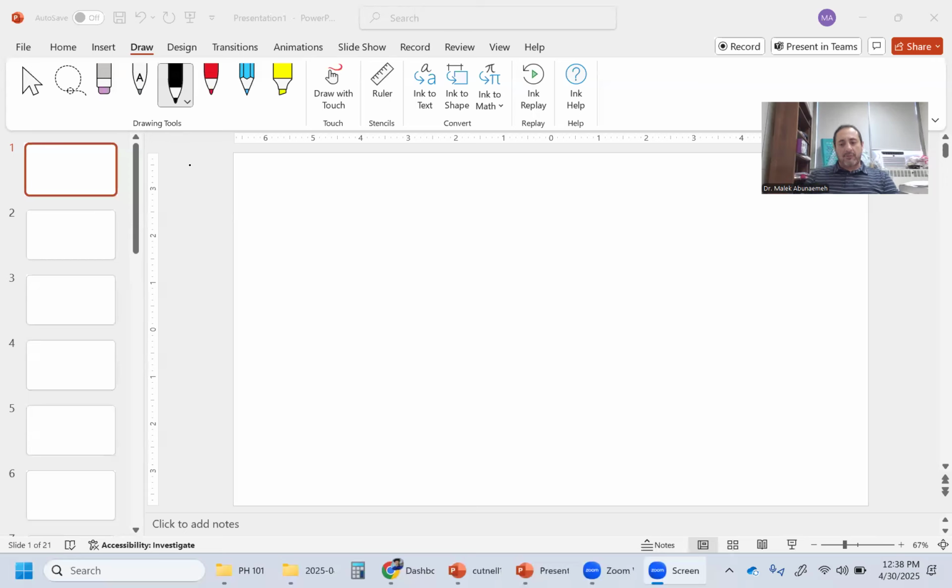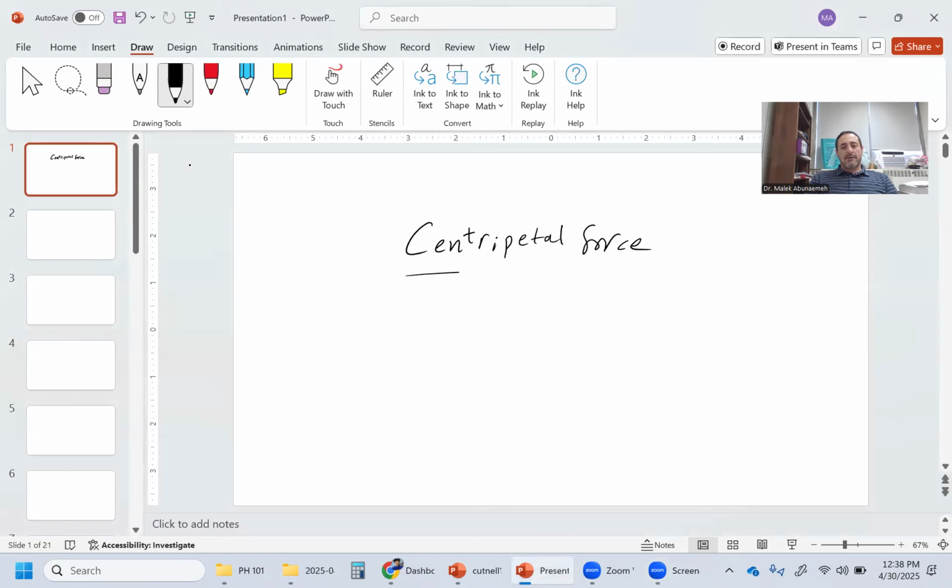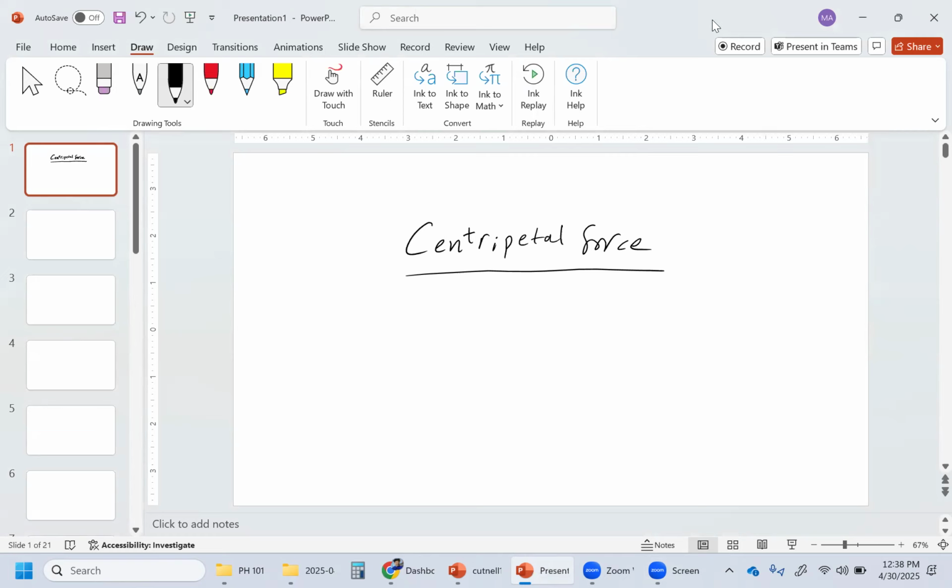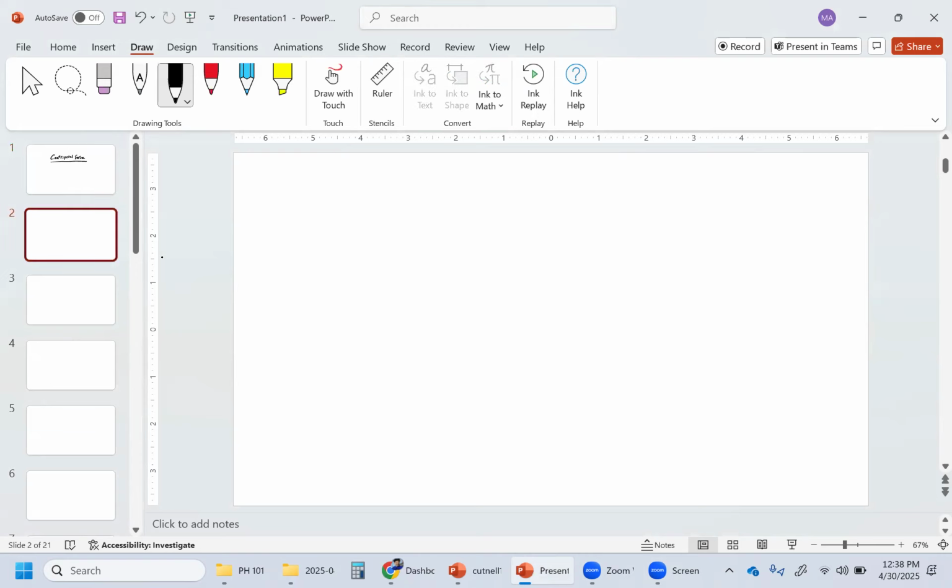Alrighty. So today we are going to be talking about centripetal force, and give a little brief explanation about centripetal force. First of all, let me do a little refresher.